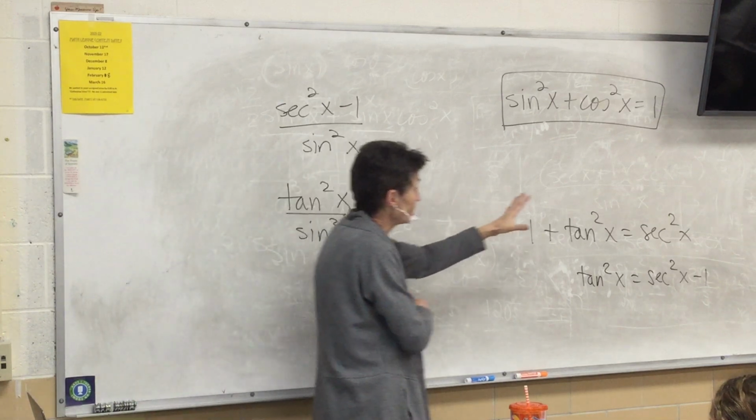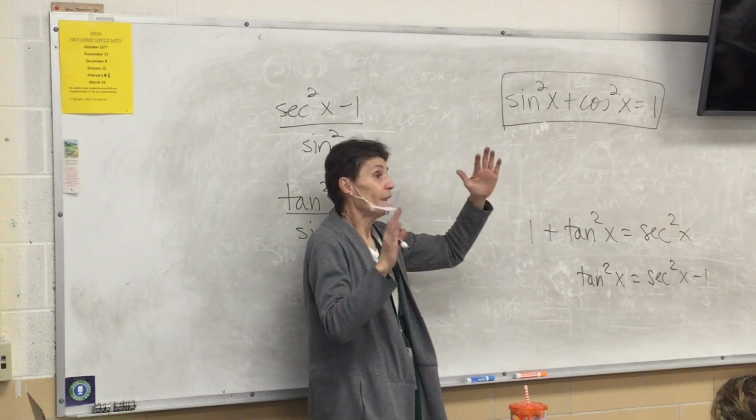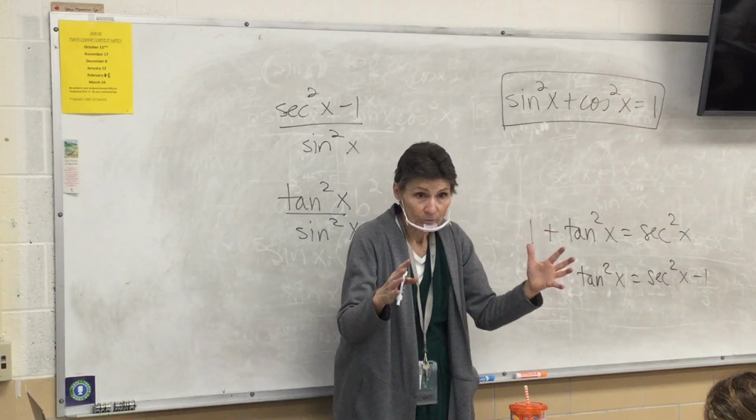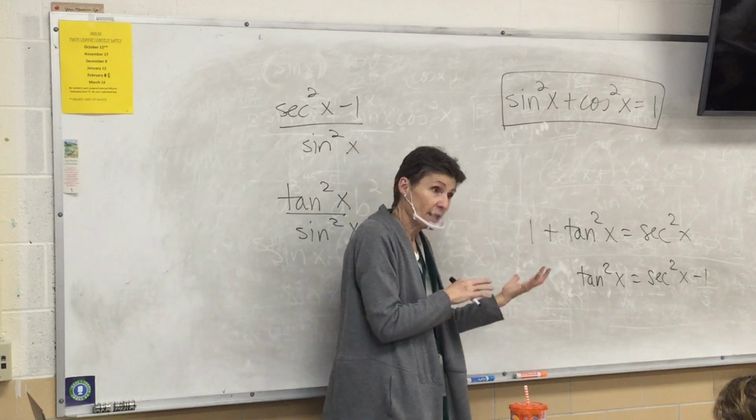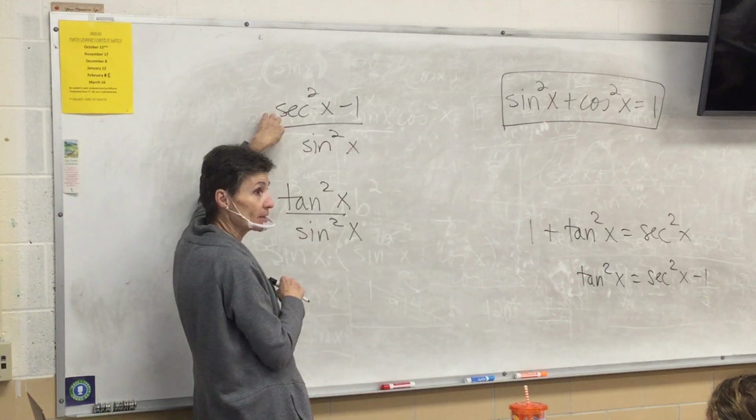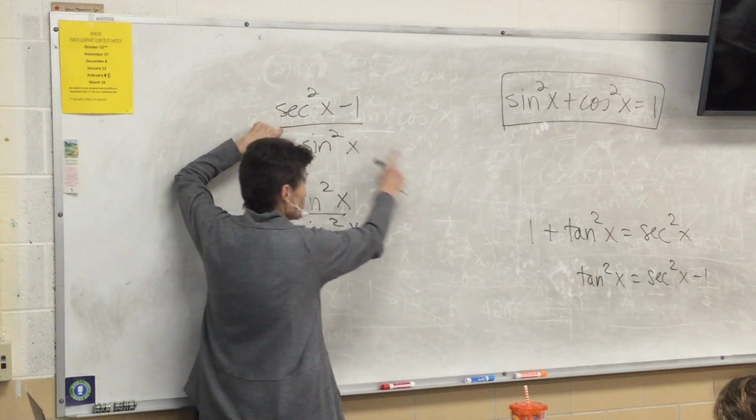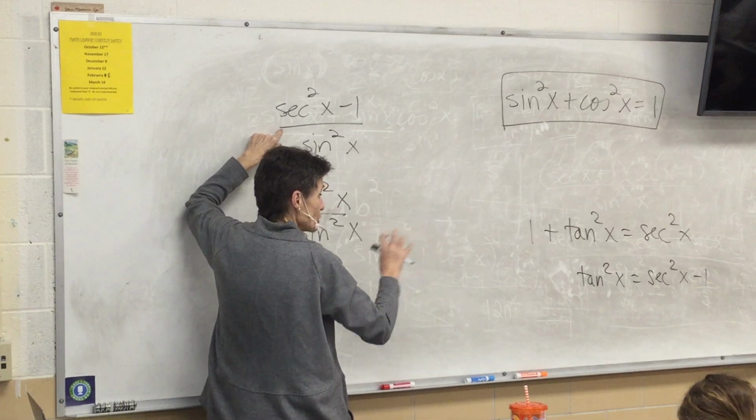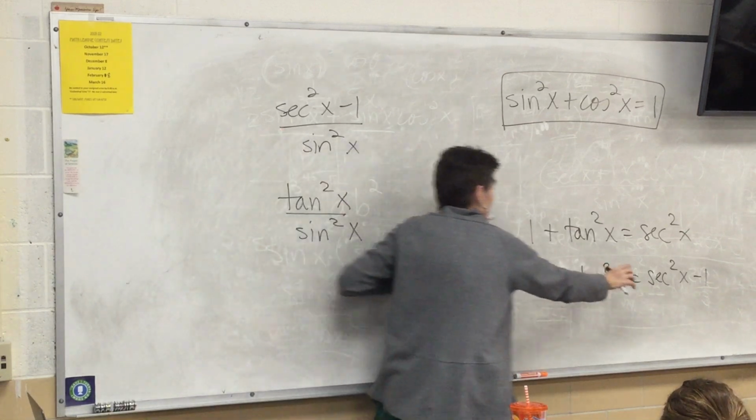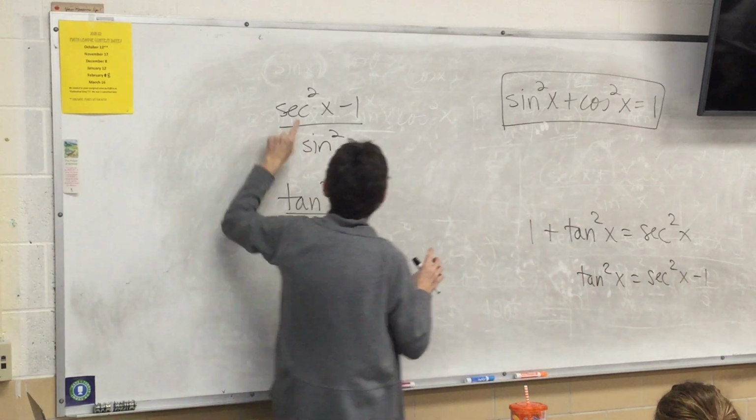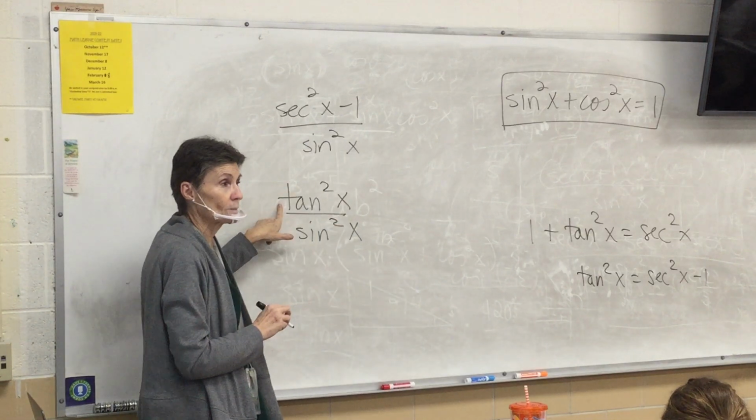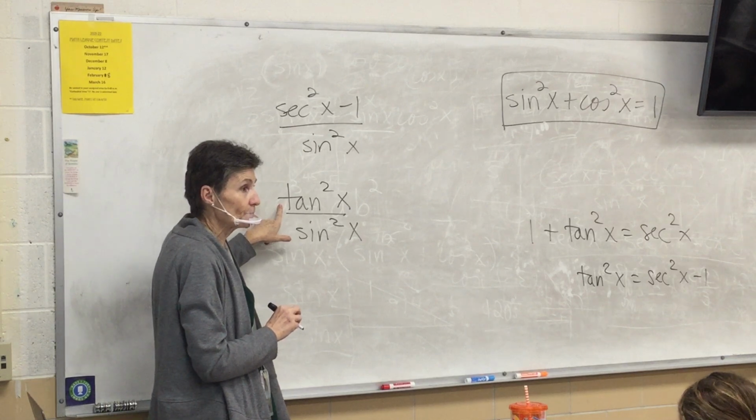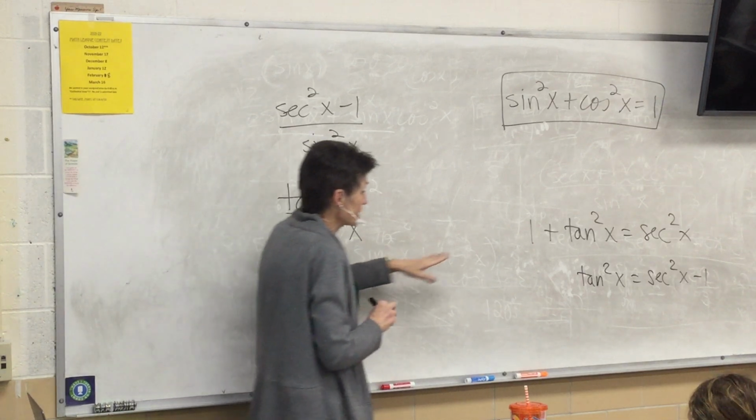Now I had to erase it because I don't have much room with the video, but we started with this thing, we FOILed it out, we collected like terms and ended up with this. Then we're using our piece of paper, our identity sheet, and we noticed that secant squared minus 1 was the same as tangent squared. We're not done. I want you to skip some space.